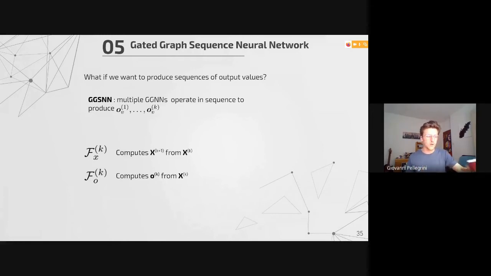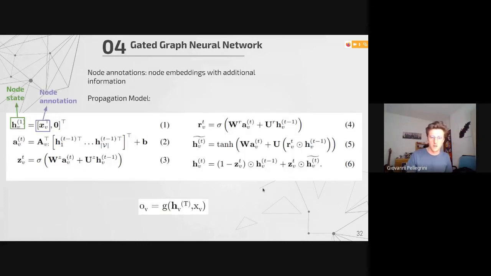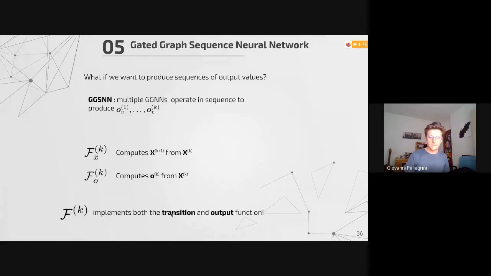So in order to do so, the authors define these two functions, fx and fo, which are two gated graph neural networks. Each one of these implements a transition and an output function, as we have seen here. So each one of the f implements both of these. f of x is responsible for computing the new state of the nodes. And f of o is again a gated graph neural network which outputs the sequences.